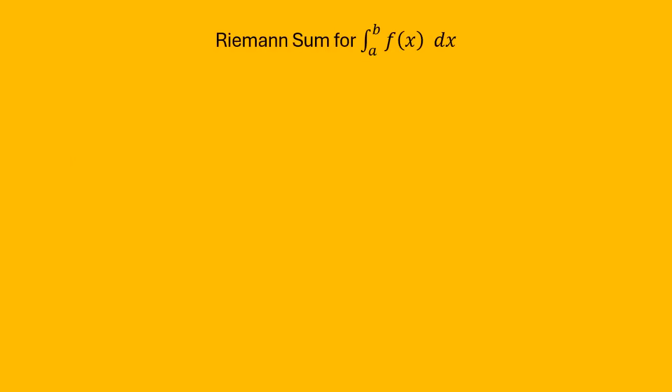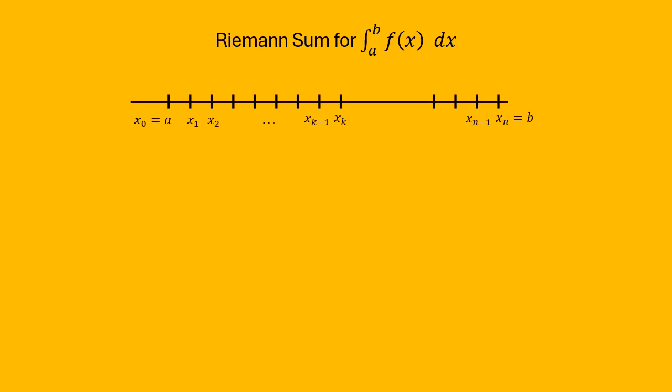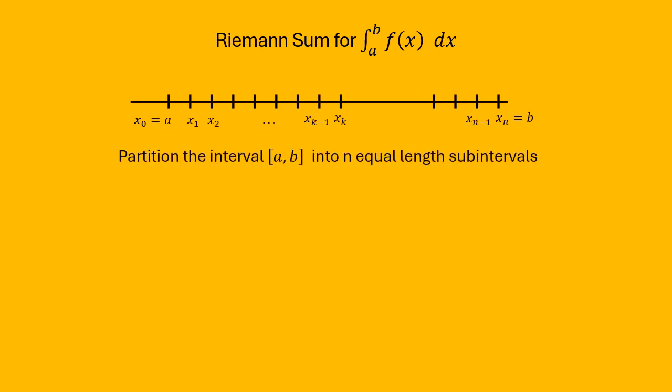So let's look at a Riemann sum for the integral from a to b of f of x dx. This Riemann sum can be used to approximate this integral, and a limit of such Riemann sums is actually the definition of this integral. So we start with a number line, and we partition the interval ab. Notice we are integrating from a to b up here. So we'll partition that interval into n equal length subintervals.